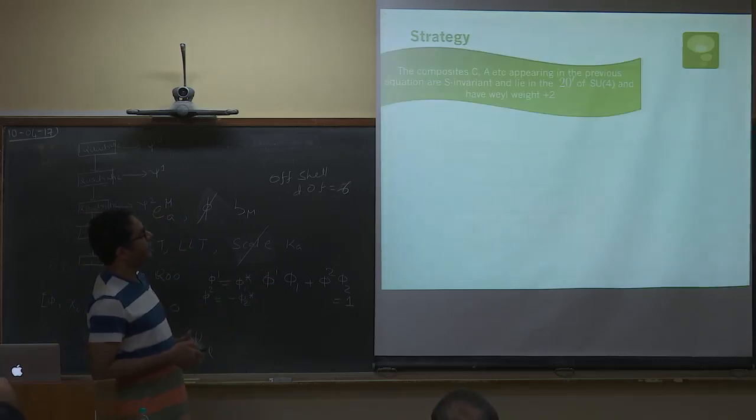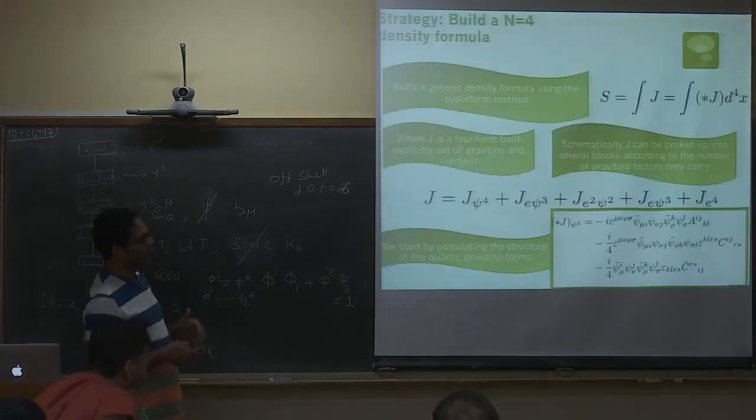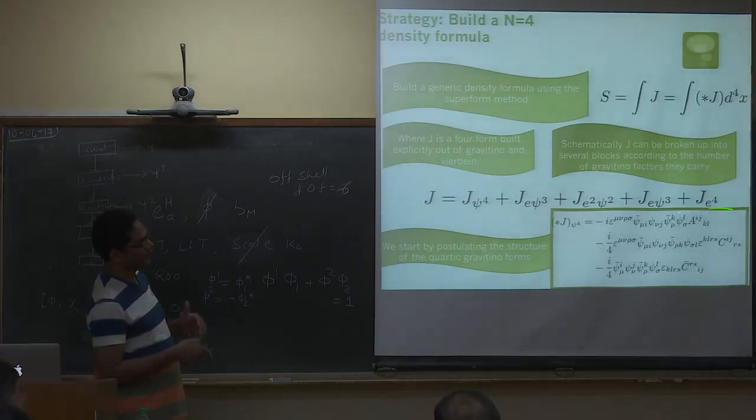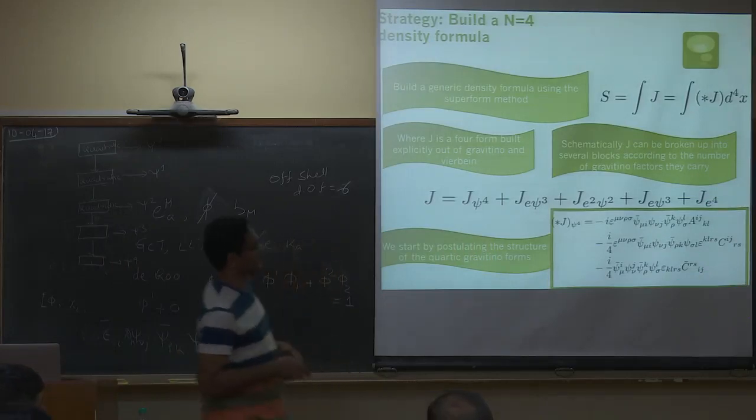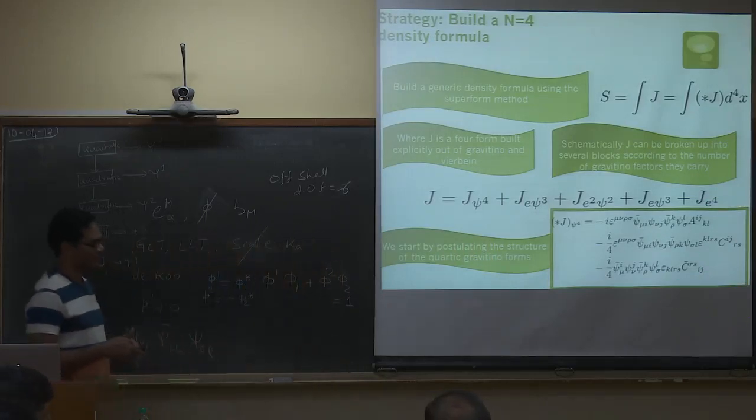And then, okay, so this is what I already told you. So these also have Weyl weight 2 because the overall Weyl weight has to be 4. This last term also has an epsilon^{mu nu rho sigma}. Okay, yeah. So this one also has an epsilon^{mu nu rho sigma}. Correct.